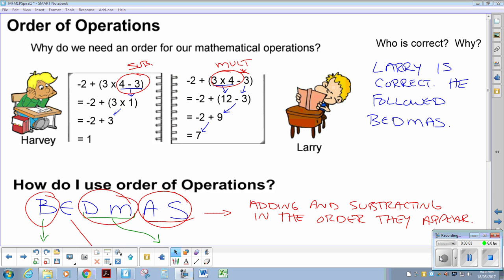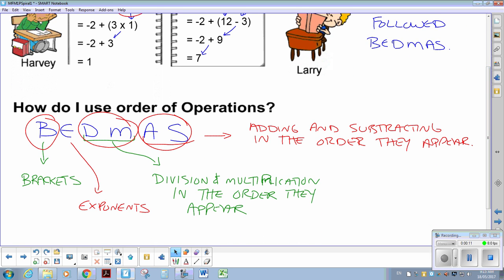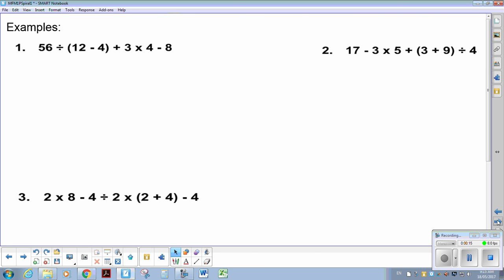All right, in the last video we left off talking about order of operations. We looked at the case of Harvey and Larry, and then we went through and did BEDMAS and talked about how BEDMAS works. So all that we have left to do then in the first lesson is do a couple of examples with BEDMAS. So I'll write BEDMAS across the top of this sheet so I have it handy.